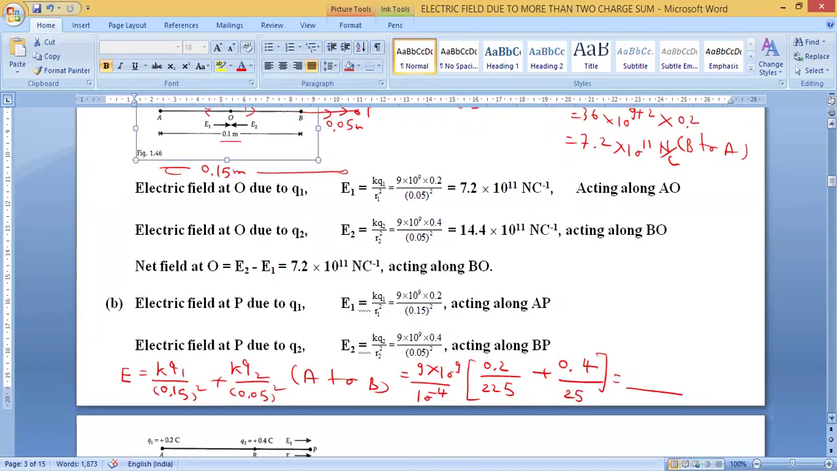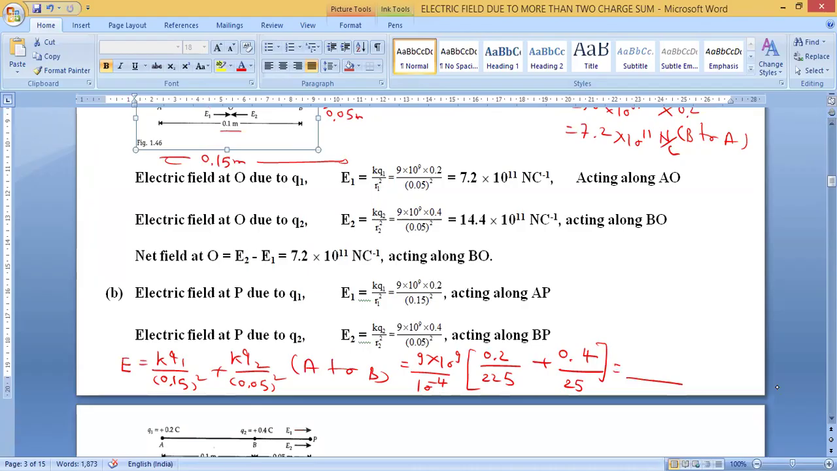So answer is here given. Last answer आएगा 1.52 into 10 is to 12 Newton per coulomb. Direction is A2B. Clear? Yes, sir.